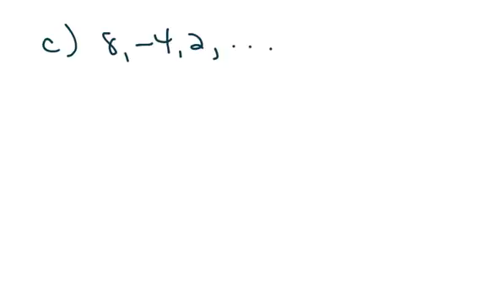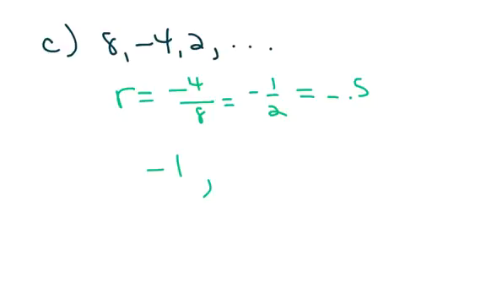In C, 8, negative 4, 2, the common ratio, second term divided by first term, is going to be negative 1/2, or negative 0.5 if that helps. So 2 times negative 0.5 is negative 1, times negative 0.5 is positive 0.5, and then times negative 0.5 is negative 0.25.